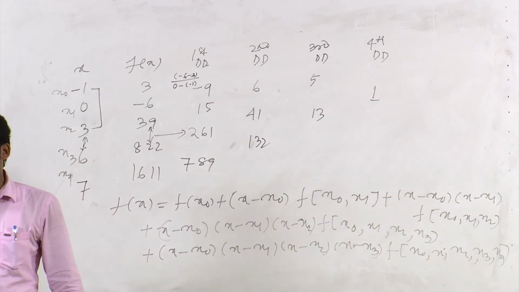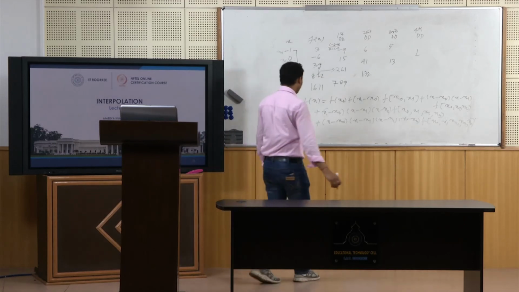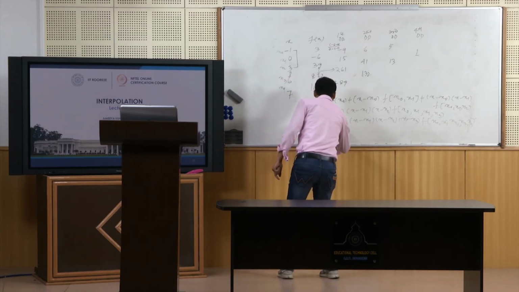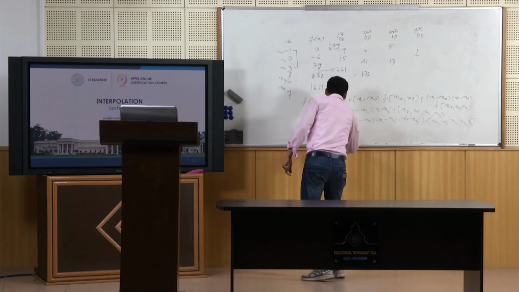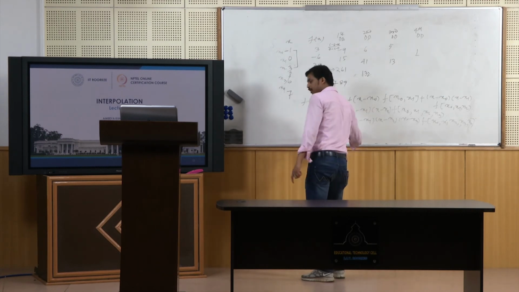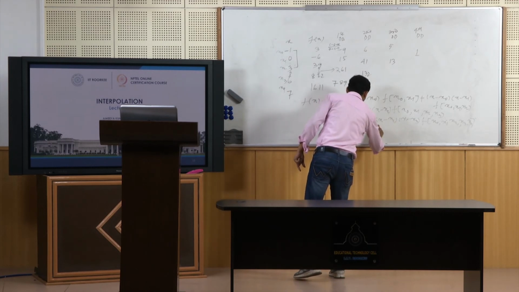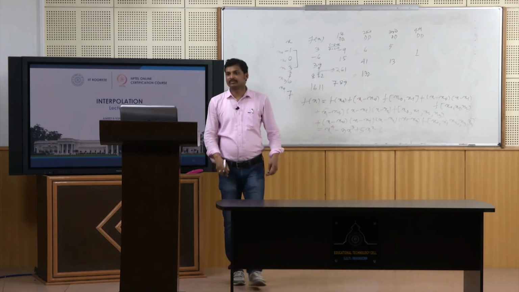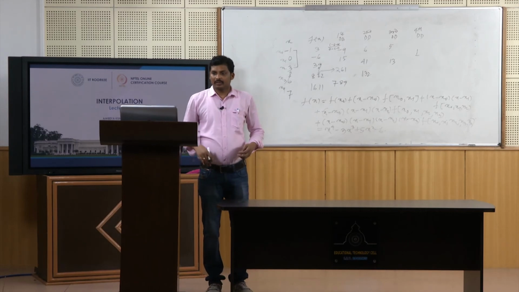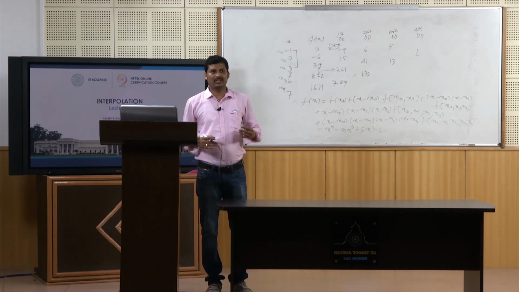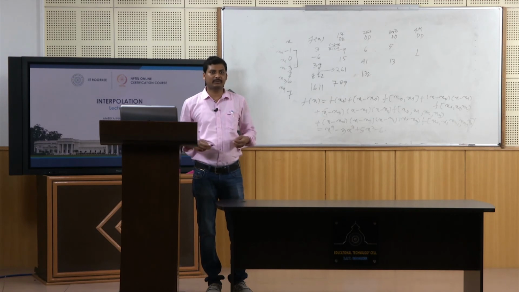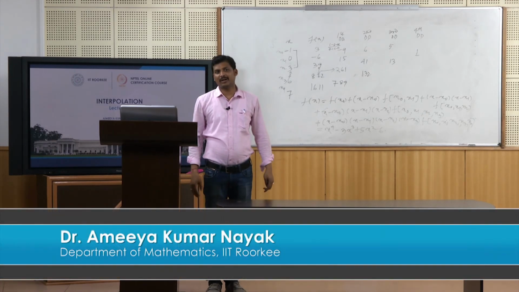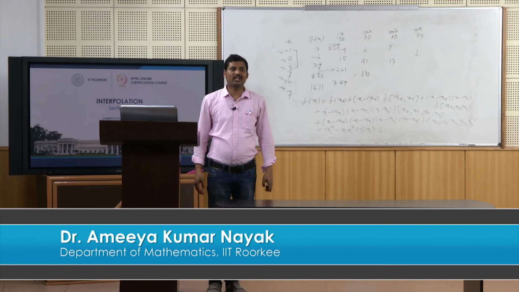If I put all these values, I obtain a polynomial of order 4, and the final polynomial is x to the power 4 minus 3x cube plus 5x square minus 6. So, using this divided difference, I can deal with any type of interpolation formula to get the solutions. Next class, maybe I will continue with some advanced interpolation formulas, which I will discuss in the next lecture. Thank you for listening to this lecture.